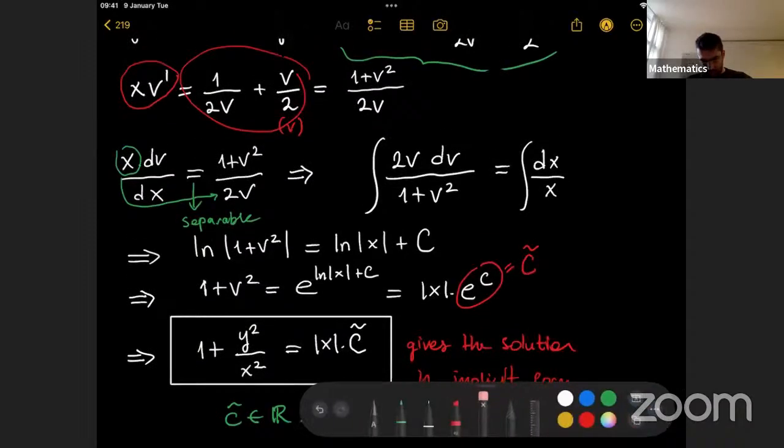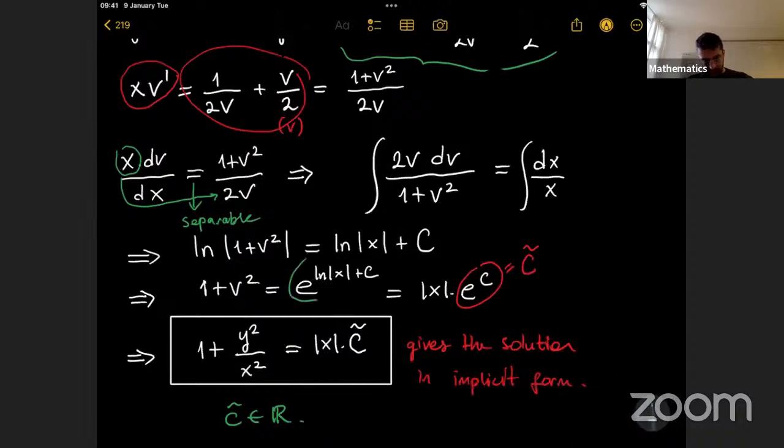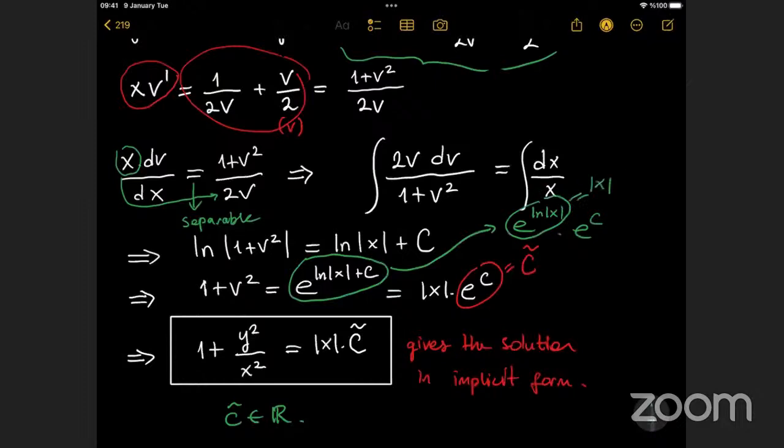Well, it follows from here, e to the this, okay? So this is basically e to the ln x times e to the c, right? But e to the ln x is x. The logarithm and exponential cancel each other, okay? Okay, great. Any other question?